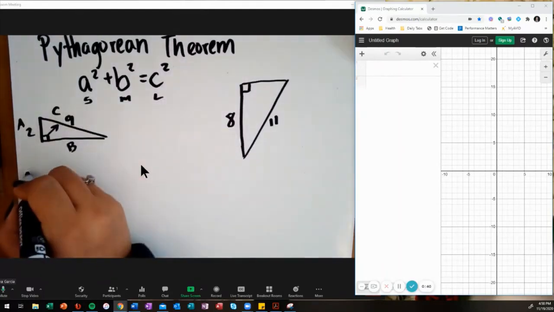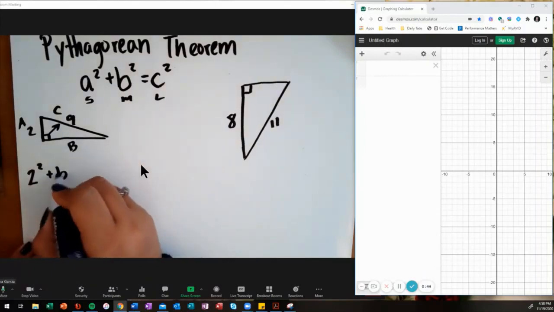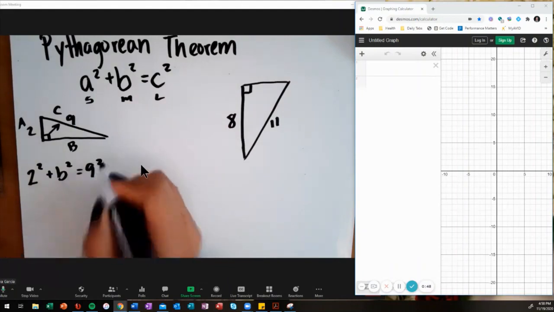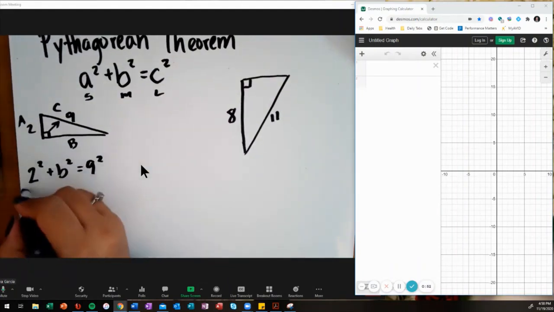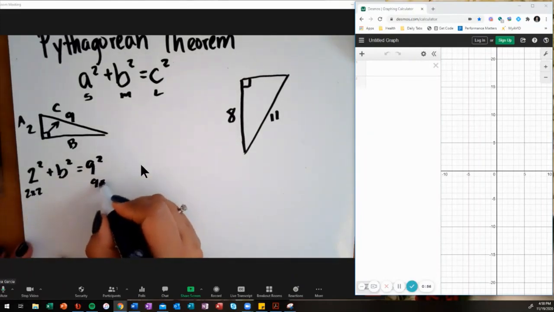For A, I'm going to plug in 2 squared. For B, I don't know what B is, so I'm going to leave it as B squared. For C, I'm going to plug in 9 squared, okay? Please remember that this is not 2, this is 2 times 2. This is not 9 times 2, this is actually 9 times 9.